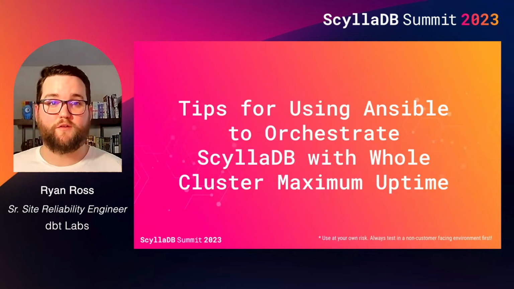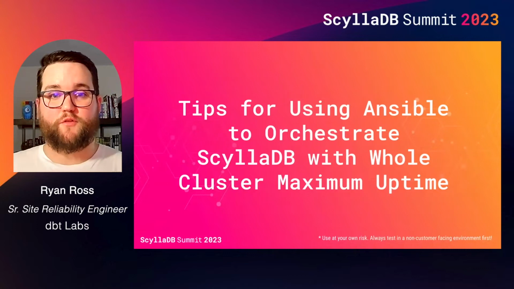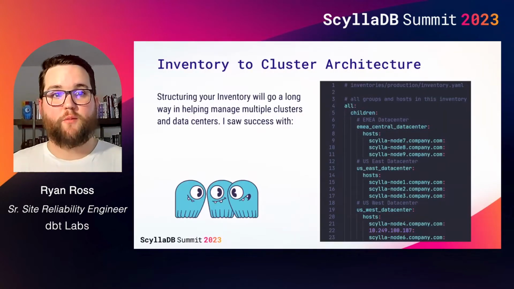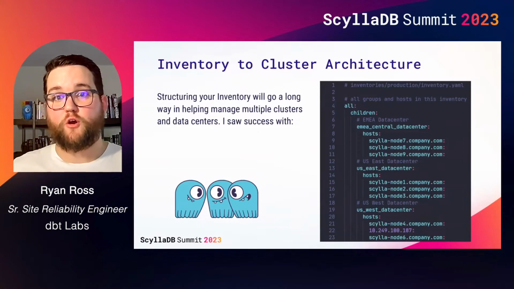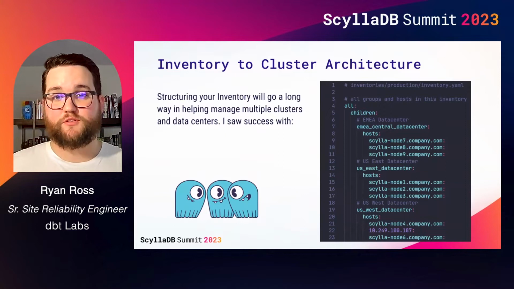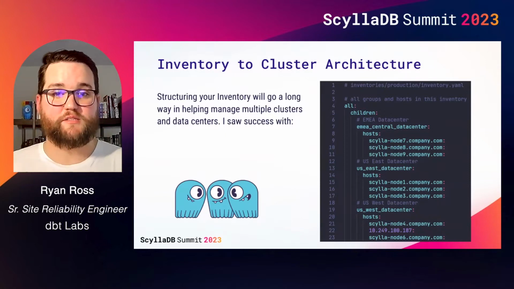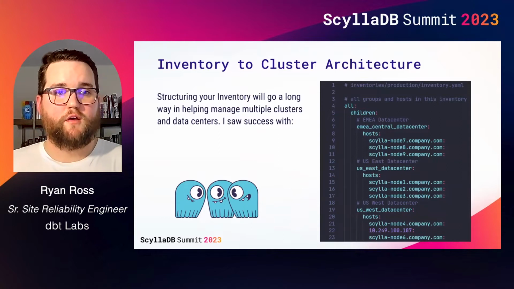So here's what you're here for. The tips for using Ansible to orchestrate ScyllaDB for maximum cluster uptime. So the first part right here: Ansible has the concept, if you're not familiar, of an inventory. And that's just a way that we can structure our target machines that we want to communicate with. In this case, we can use DNS names. You can see ScyllaNode7.company.com. Or we can also use IP addresses down there at the bottom. Anything working on layer 3 will work for us to communicate there, at least service discovery there as well.